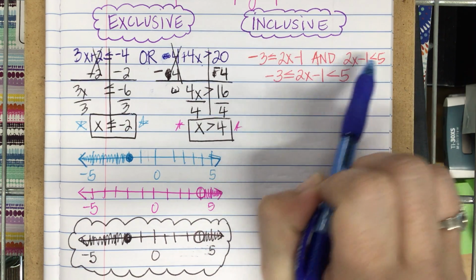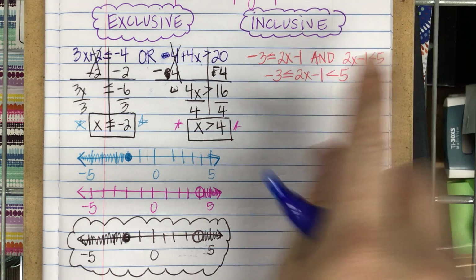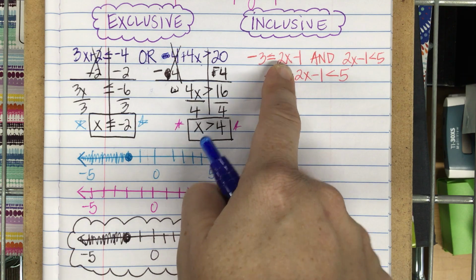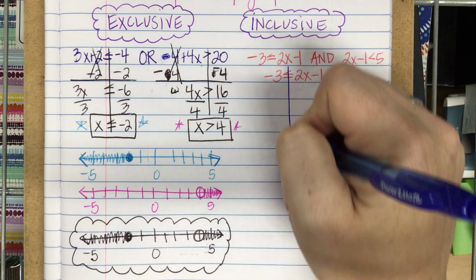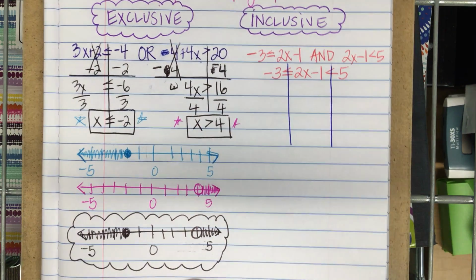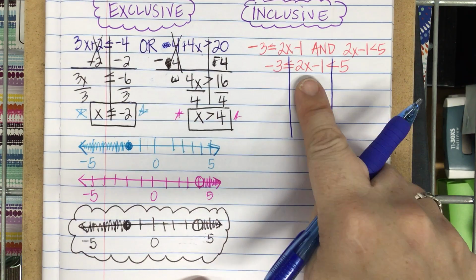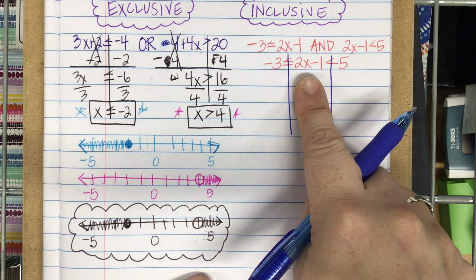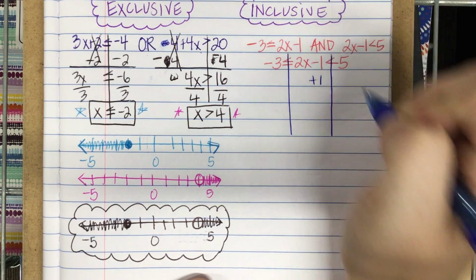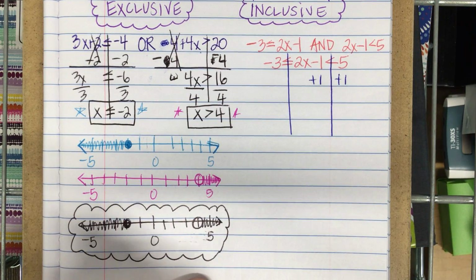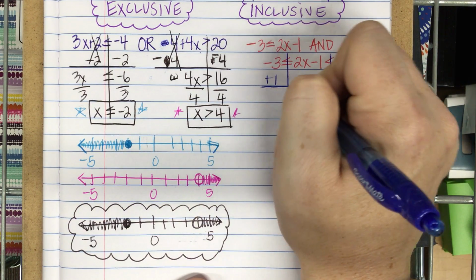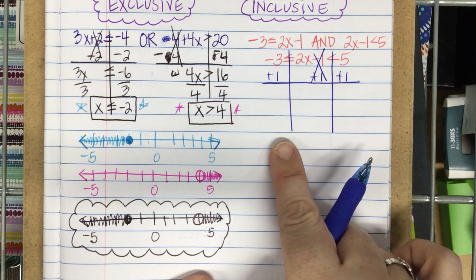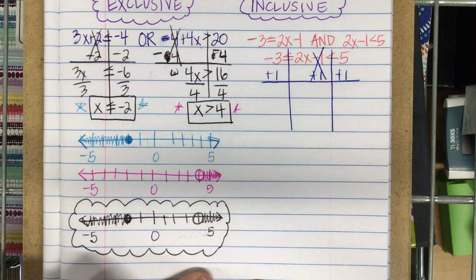Ladies and gentlemen, in inclusive, you could write each one separately and solve them independently. Or you can just solve them both at the same time. What do I do first to get x by itself? Add 1. So I'm going to add 1 over here, and I'm going to add 1 over here. I'm going to do it to both sides. Could you do this one by itself and then do the other one by itself? Sure.